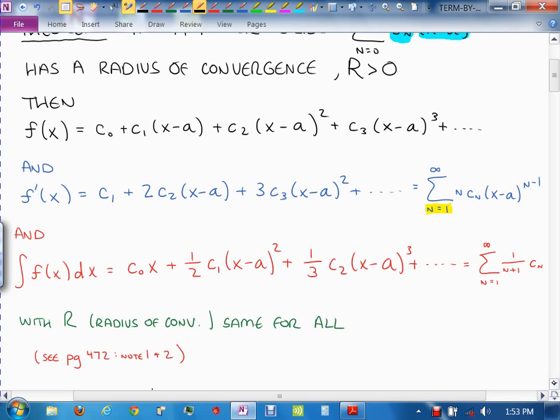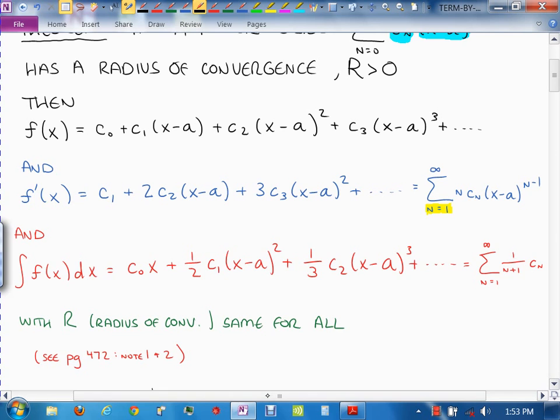What's the antiderivative of x minus a? 1/2 (x minus a) squared. And then there's your constant in front. What's the antiderivative of, forget the constant, (x minus a) to the second? 1/3 (x minus a) cubed. There it is right there with that constant c2 sitting there. So you see how that's going to work?